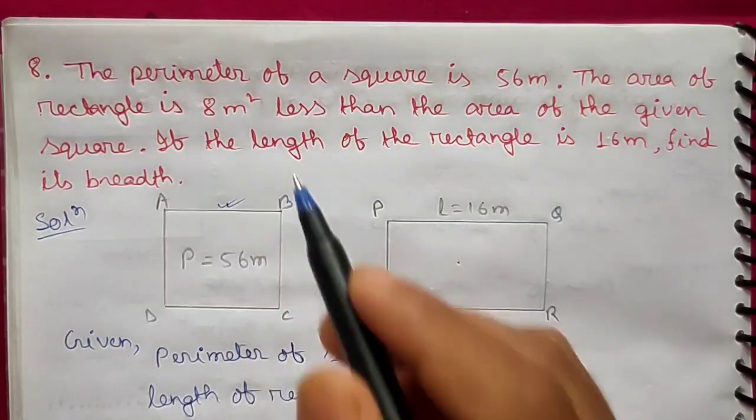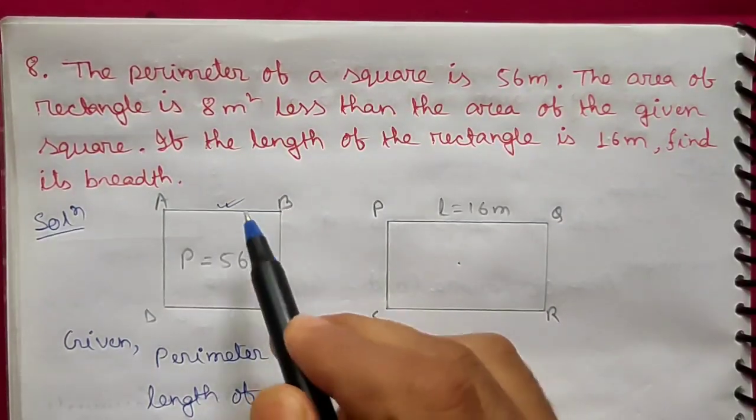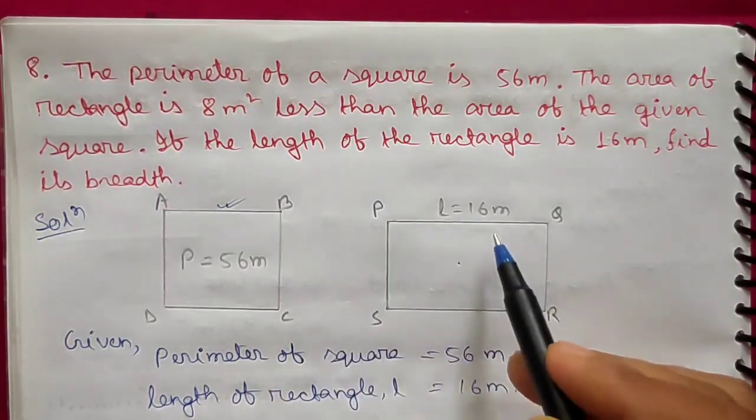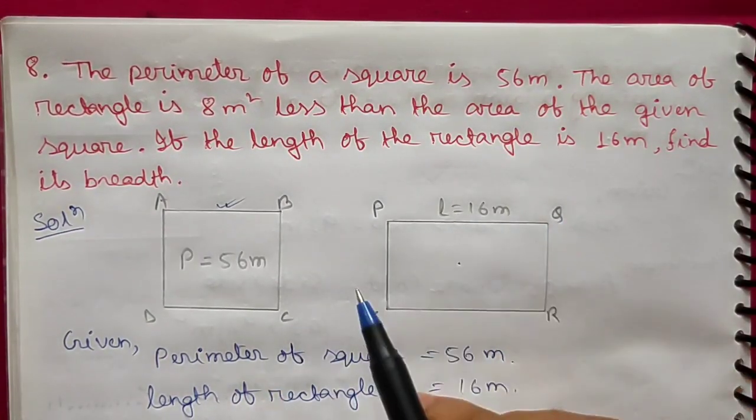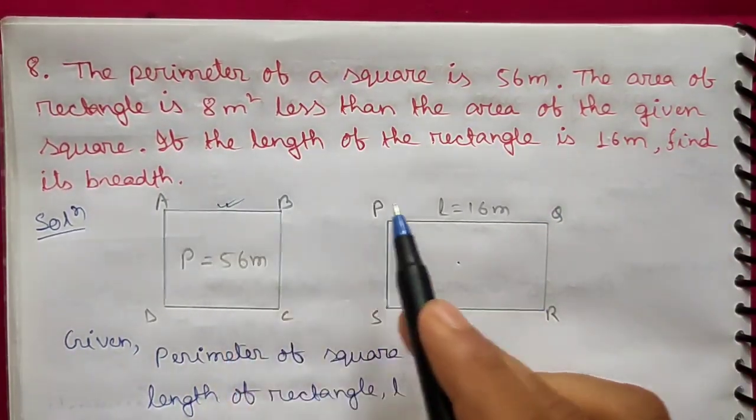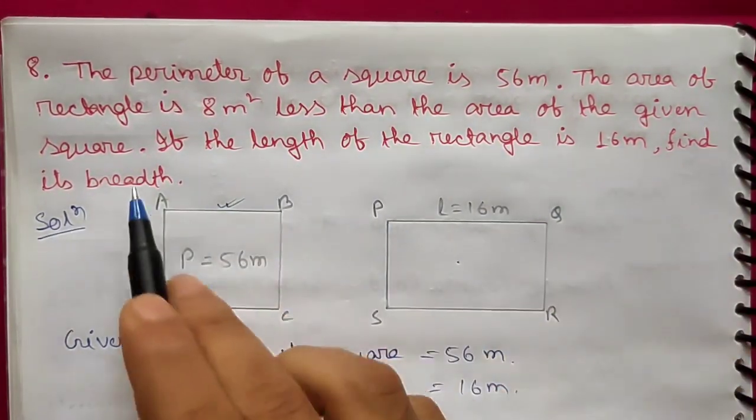Okay, now suppose the area of this square is 20 meters square. So its area will be 20 minus 8, so it will be 12 meters square. Okay, now if the length of the rectangle is 16 meter, find its breadth.